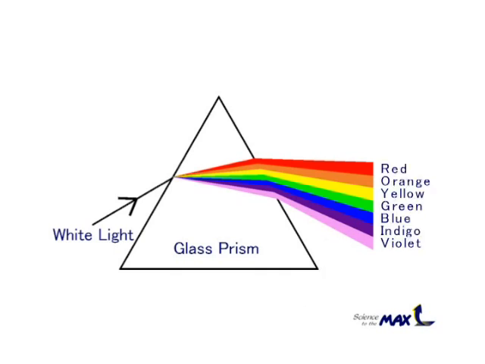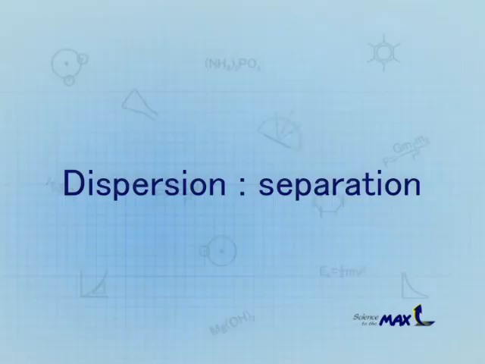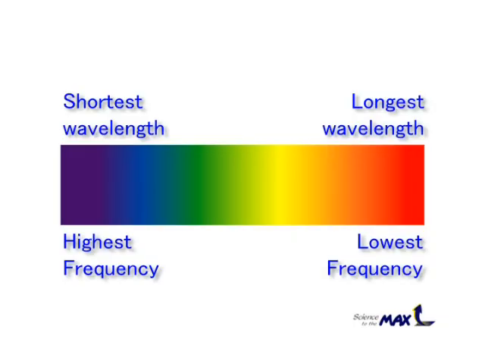There are 7 colors that come out of white light: red, orange, yellow, green, blue, indigo, and violet. The prism disperses the colors. Dispersion is just another word for separation. You can see that the red light has the longest wavelength and the lowest frequency, whereas the violet light has the shortest wavelength and the highest frequency.